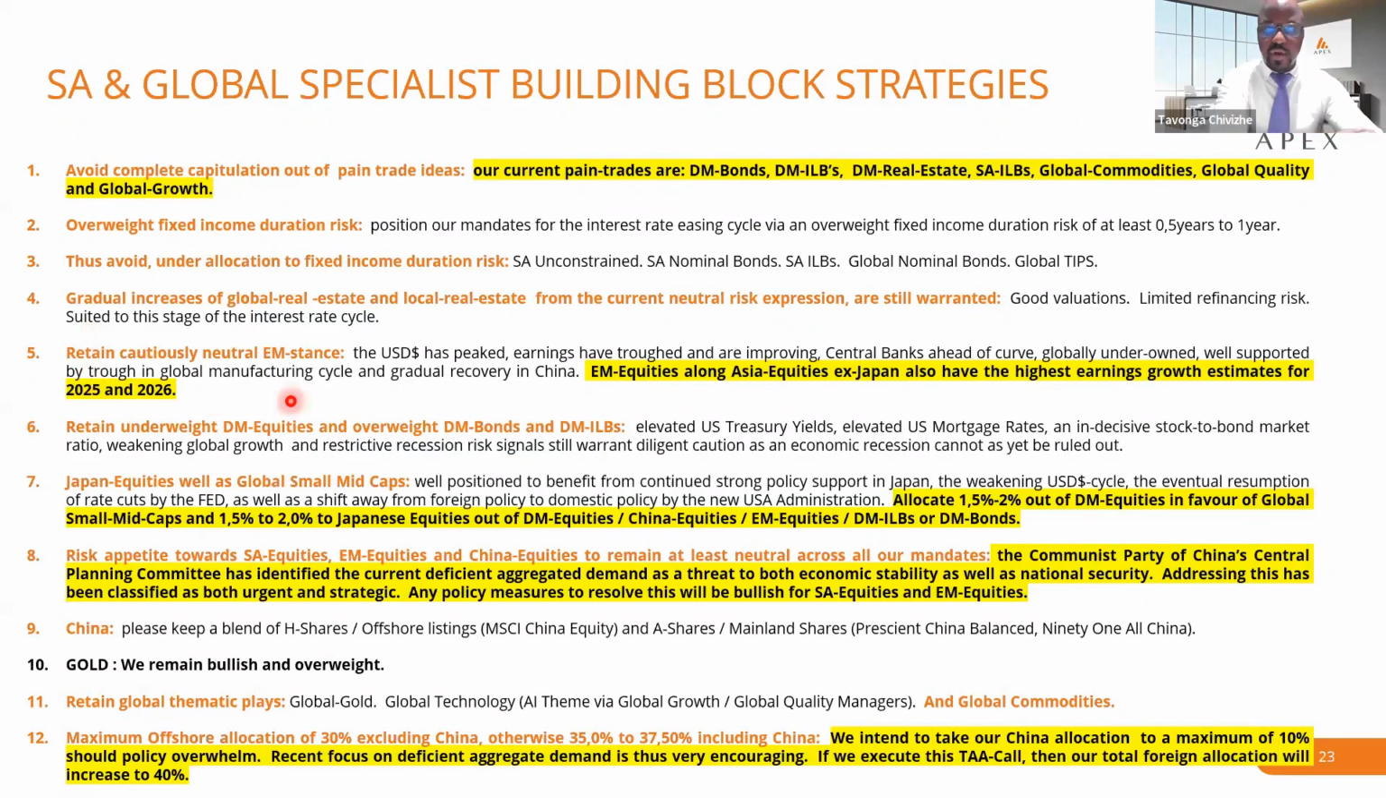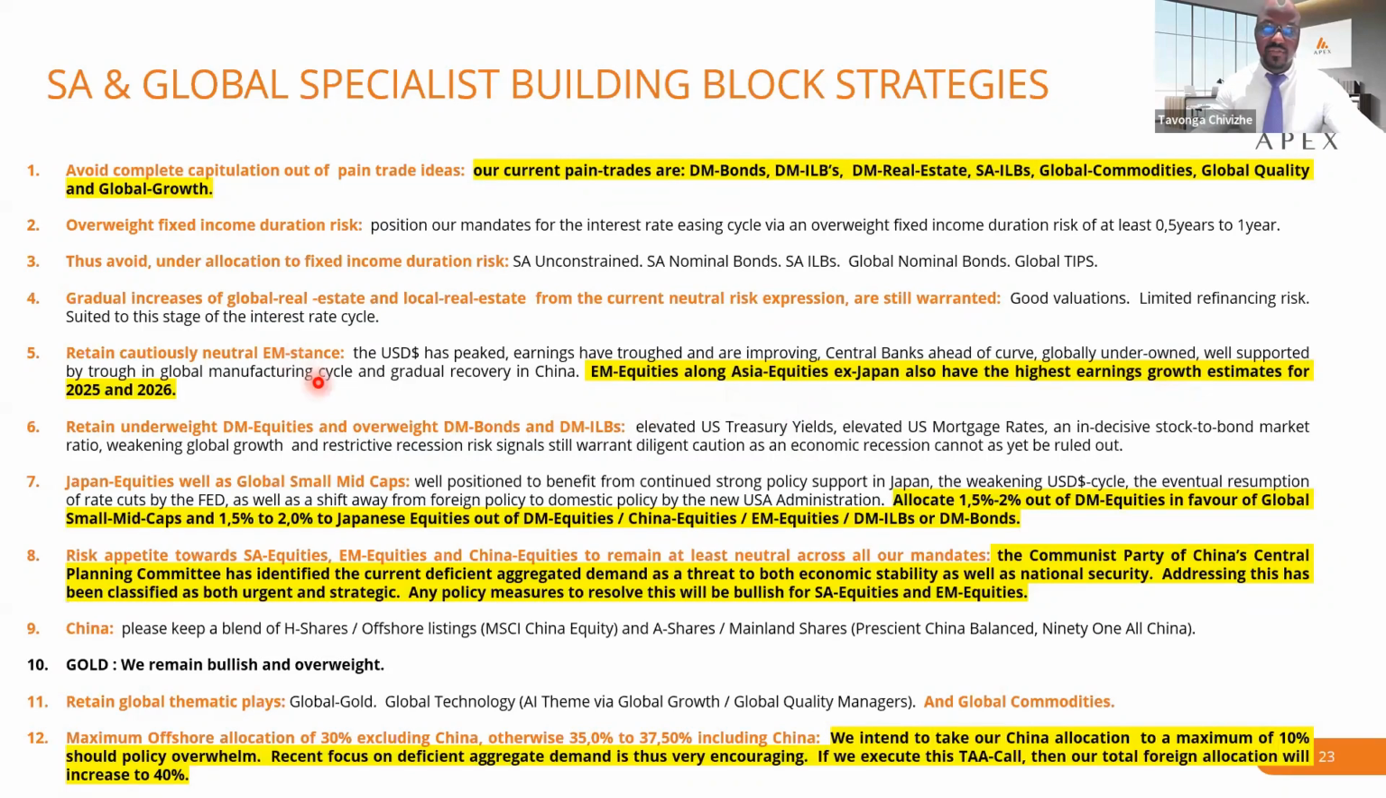EM, we are neutral across all of your portfolios. The dollar has peaked. Dollar weakness is good for EM. You saw how EM has trashed DM so far this year, but let me not get ahead of myself. I mean, there's still a good 5 months to go this year. The earnings have bottomed out and are improving really nicely. I'll show that to you later. Central banks are cutting. I'll show that to you later. They're globally under-owned, which means if capital moves into EM, they can really just rally very explosively.